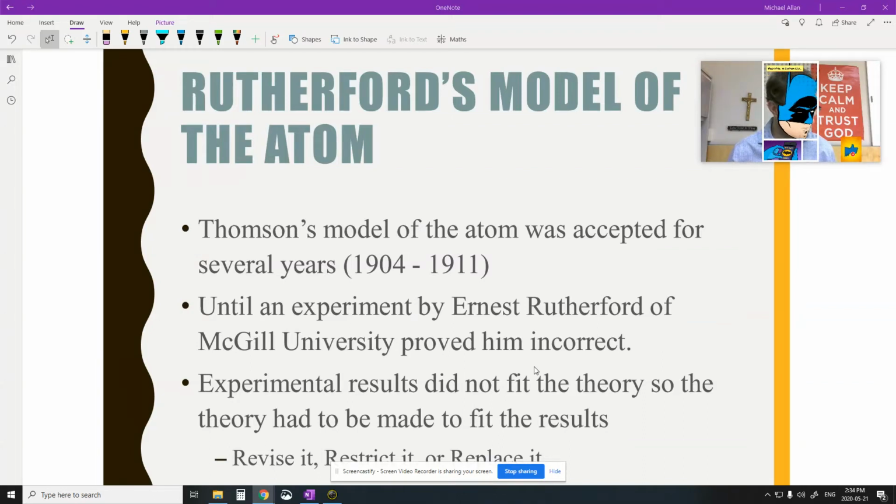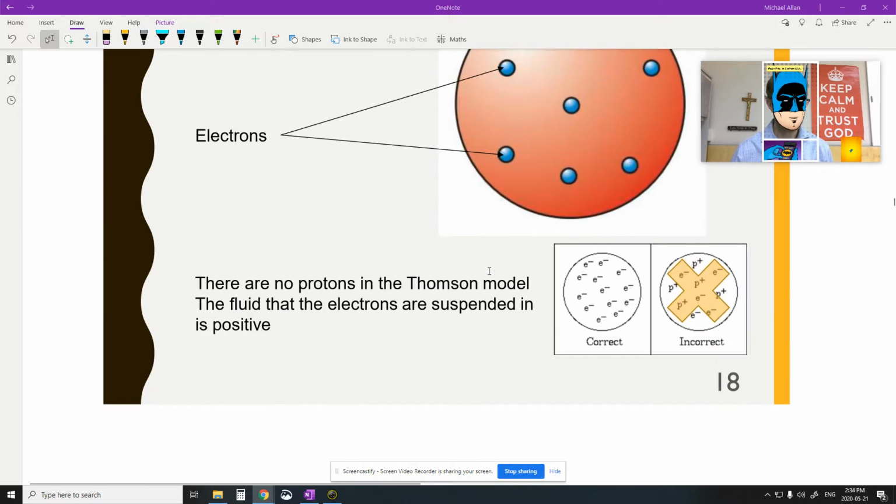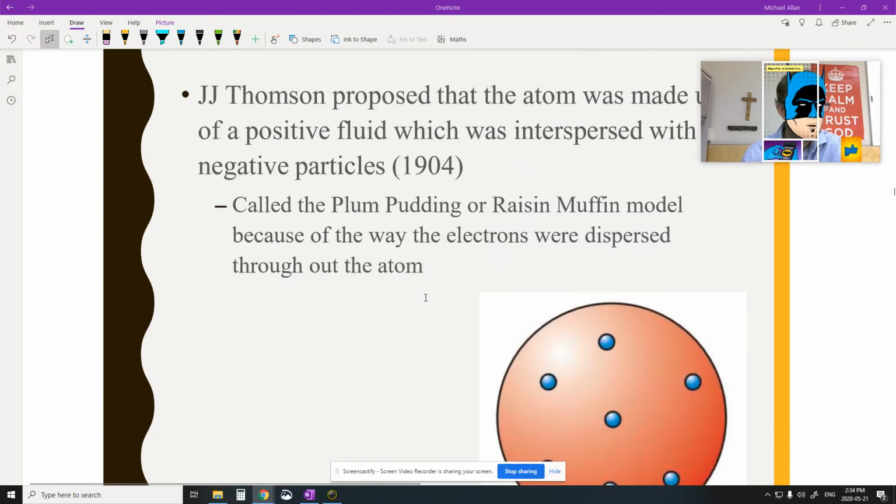Hey, Physics 30s. Okay, so we're going to talk about Rutherford's model of the atom and how that differs from, it doesn't disprove, sorry, I misspoke in the last video. But it doesn't disprove J.J. Thomson's model. It expands on his model. It shows that part of his model wasn't quite true.